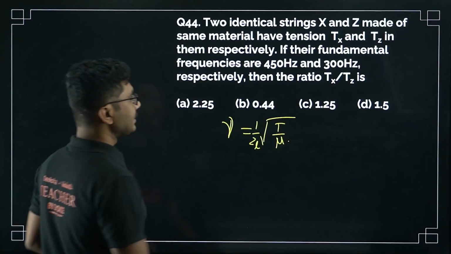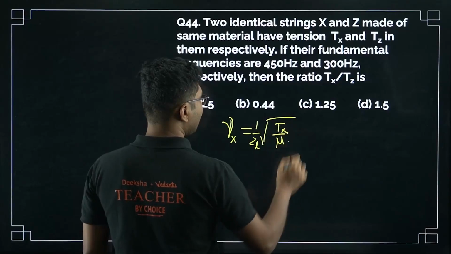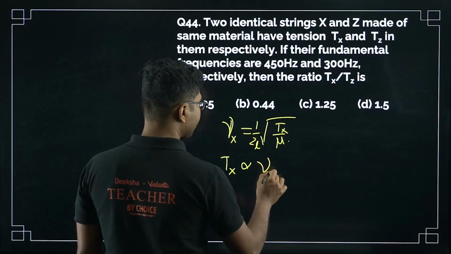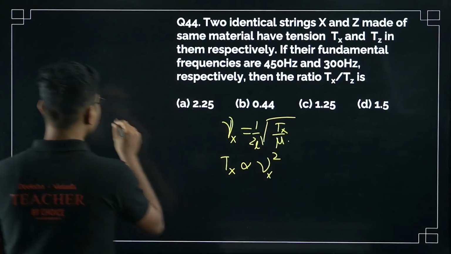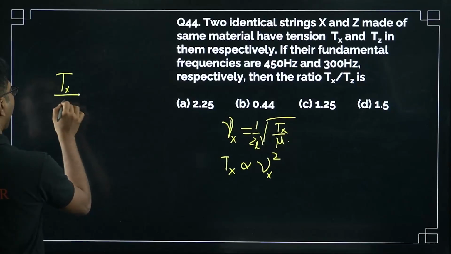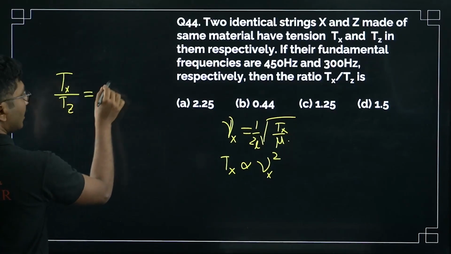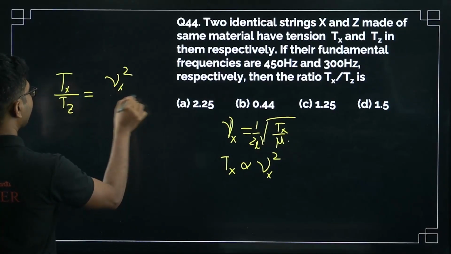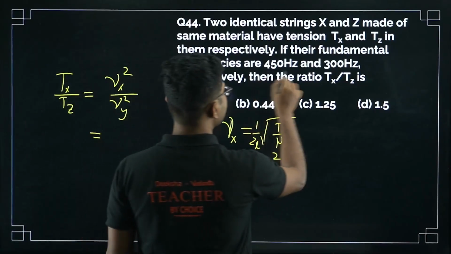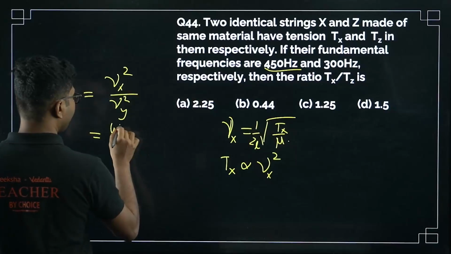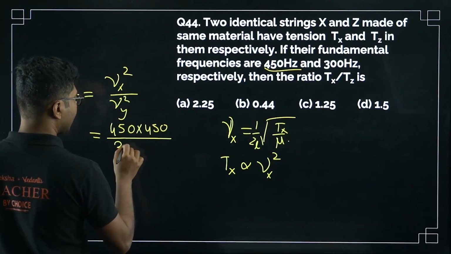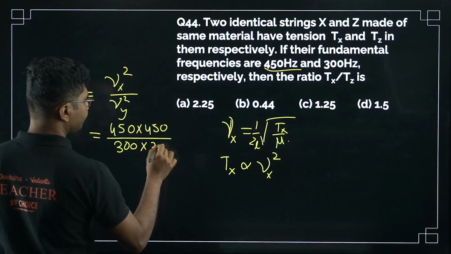Okay, so suppose this is for Tx. Tx is basically proportional to frequency square. So Tx by Tz is frequency x square divided by frequency z square. What is the frequency x? Frequency x is 450, so it will be 450 into 450 divided by 300 into 300.